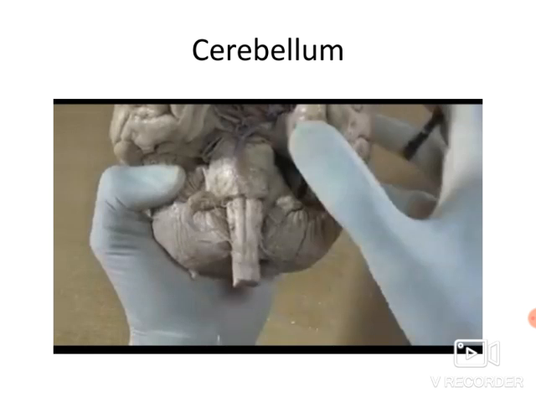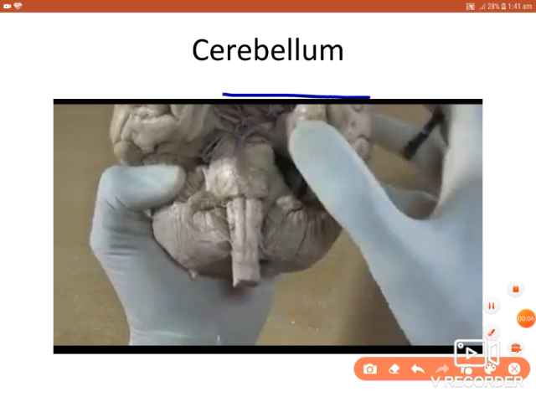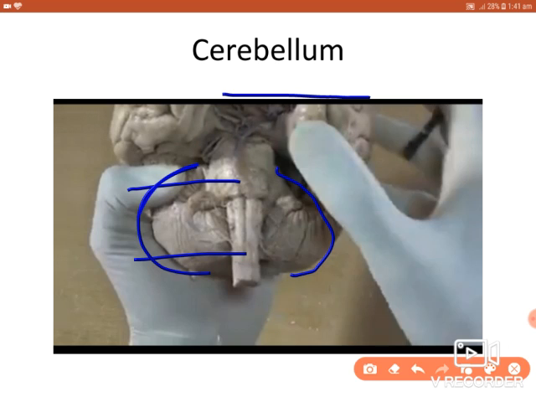Hello everyone, here I am going to talk about the gross features of the cerebellum. In this figure, this is the anterior view of the hindbrain. You can see this is the pons and medulla. Here is the cerebellum, a part of the hindbrain. So this is the anterior or ventral view.